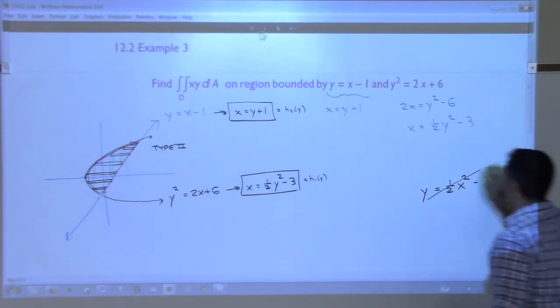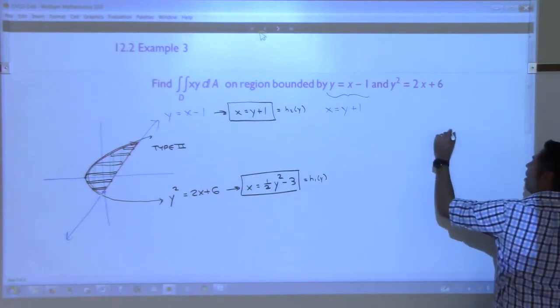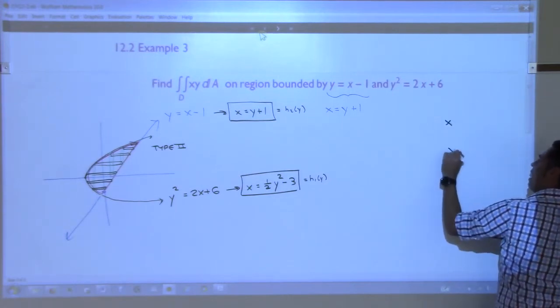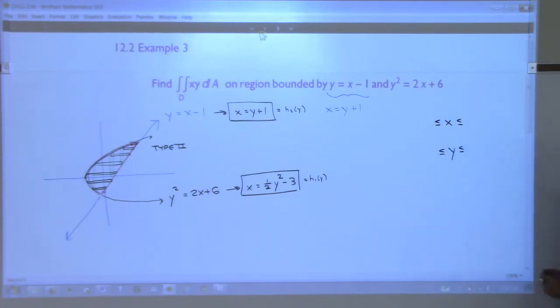So at this point, right now, I can actually write something down. I can say, I have restrictions on x and y, right? Can you tell me what I have restrictions on that you know for sure right now just by what I have written here? We're talking about the x's or the y's? The x has got to be less than or equal to 1/2 y squared minus 3.